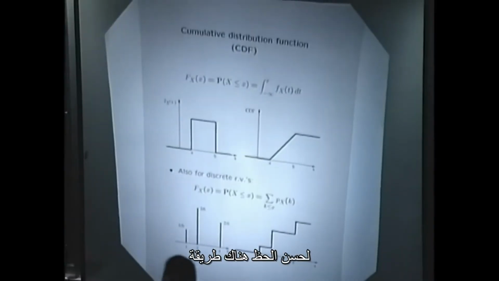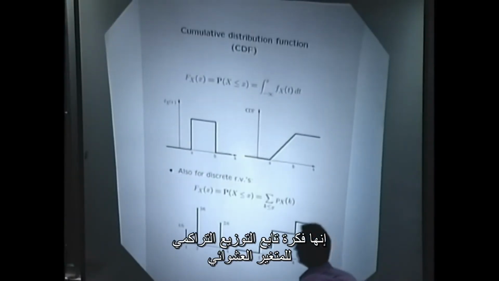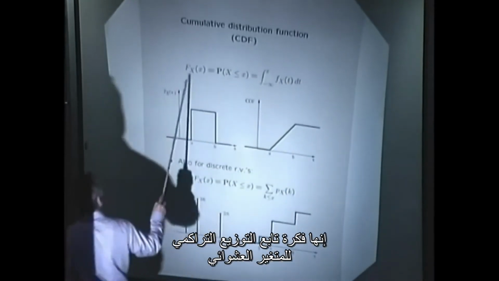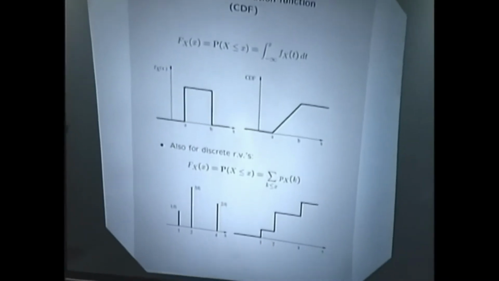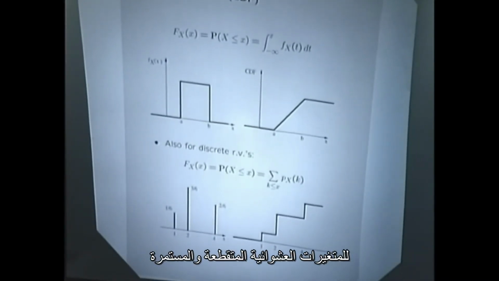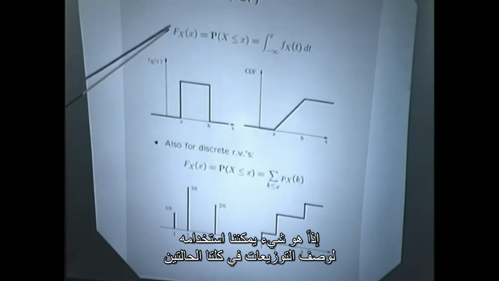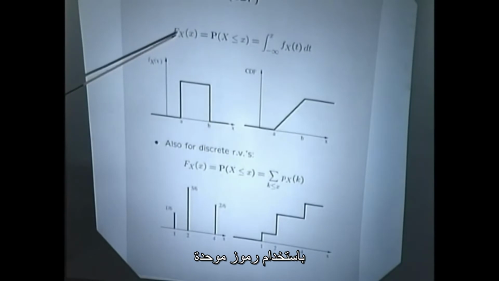Luckily, there is one. It's the notion of the cumulative distribution function of a random variable. It's a concept that applies equally well to discrete and continuous random variables. So it's an object that we can use to describe distributions in both cases using just one piece of notation.